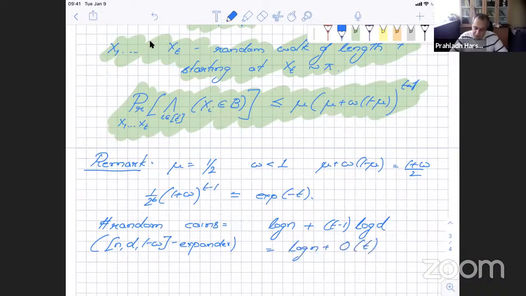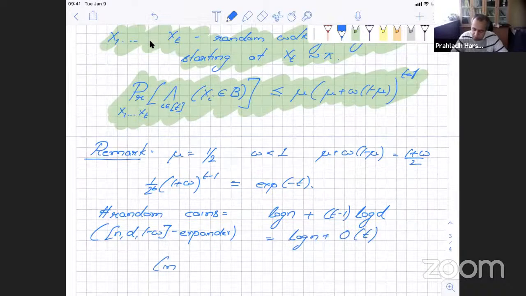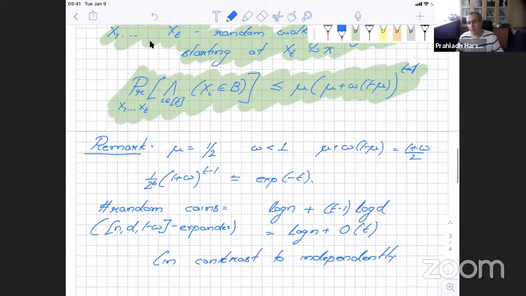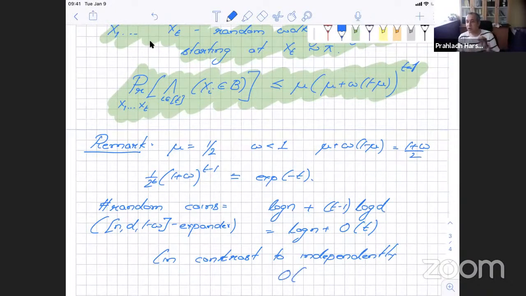So notice that this is in contrast to independent randomness. If you picked independently, it was order t times log n. So the extra randomness you're paying is only additive in t. It's not multiplicative in t. That's the key. That's the key advantage of using random walks and expanders to reduce error.